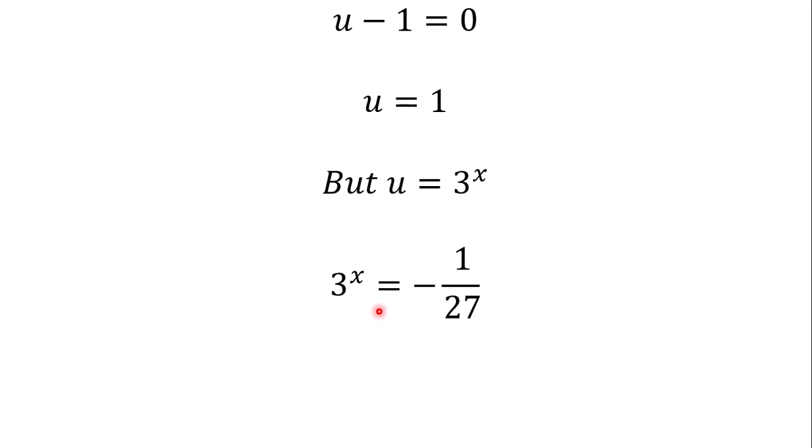Now here, if you want to get the value by applying indices, this one can be written as 3 raised to the power minus 3. But you can't tell me the value of x from this equation is equal to minus 3 by exponential equation. No. Why? Because when you write it in this form, you're going to get minus 3 raised to the power minus 3.